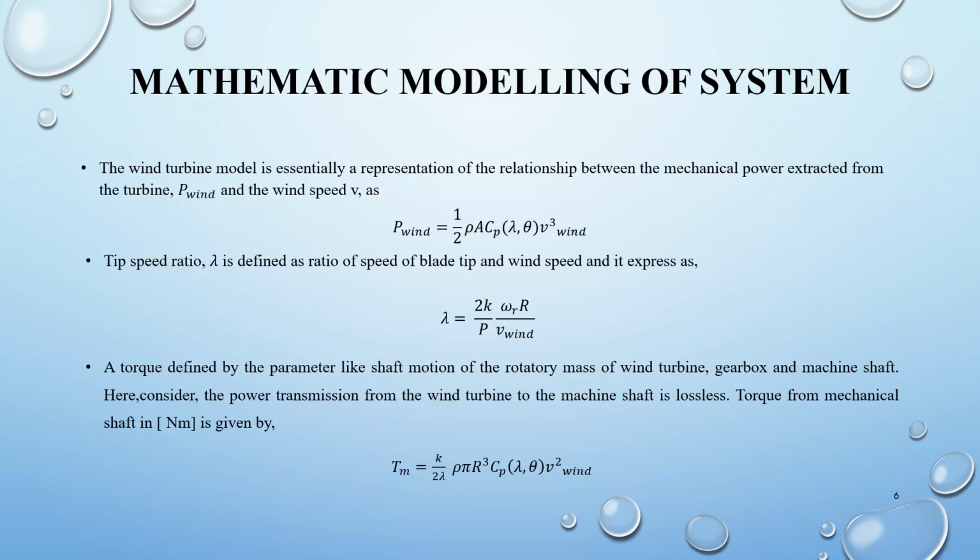Mathematic modeling of the system. The wind turbine model is essentially a representation of the relationship between the mechanical power extracted from the turbine and the wind speed, and which is expressed as P wind is equal to 1/2 rho A Cp(lambda, theta) V cube. Here, rho is the air density, A is the swept area by wind turbine, Cp is the maximum power coefficient, lambda is the speed ratio, and V is the wind speed.